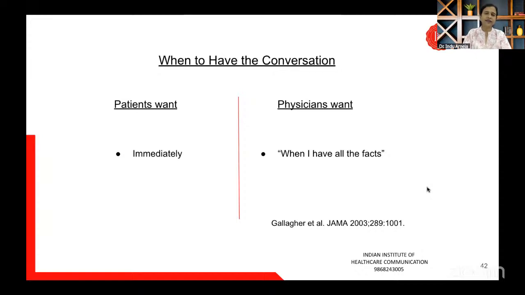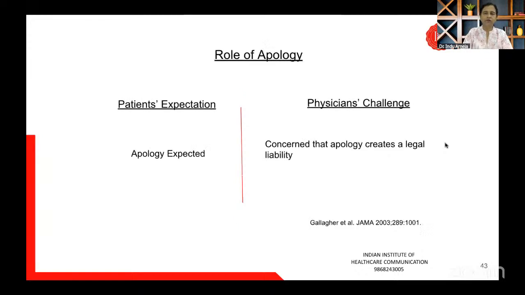But on the other side, the patient party is very anxious, especially if they get to know that the patient's condition is not stable, or the patient needs ICU admission, or the patient is not doing well. So they would want an immediate explanation from the hospital authorities or from the treating doctor.